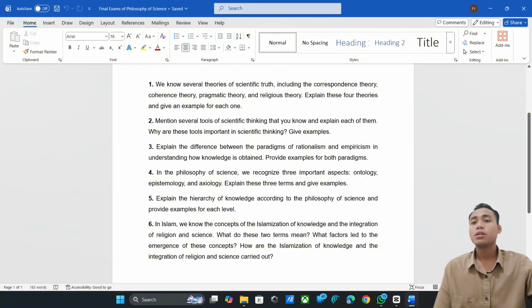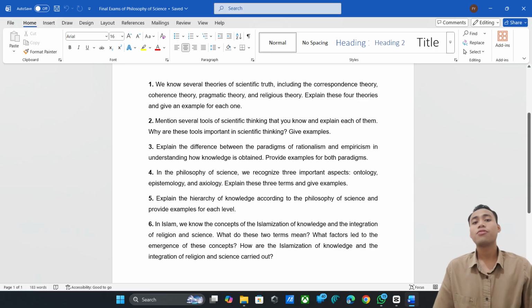In Islam, we know the concept of the Islamization of knowledge and the integration of religion and science. What do these two terms mean? What factors led to the emergence of these concepts? How are the Islamization of knowledge and the integration of religion and science carried out? Okay, let's answer these questions.